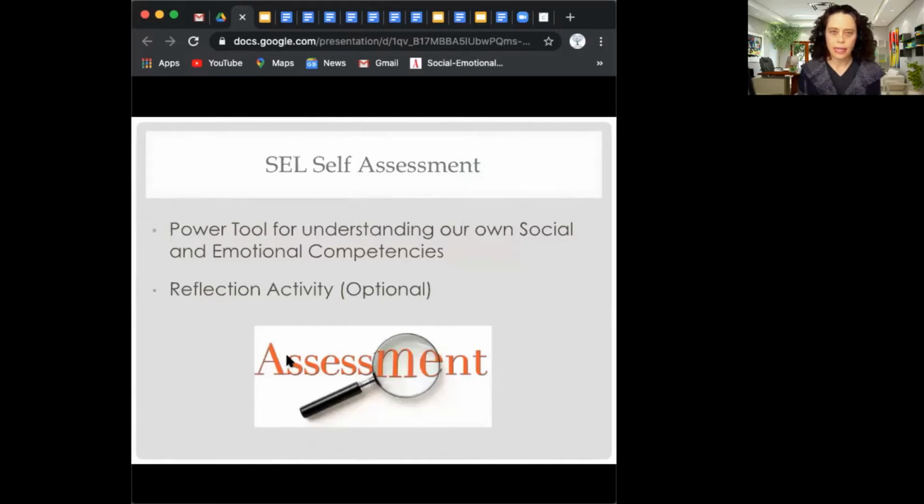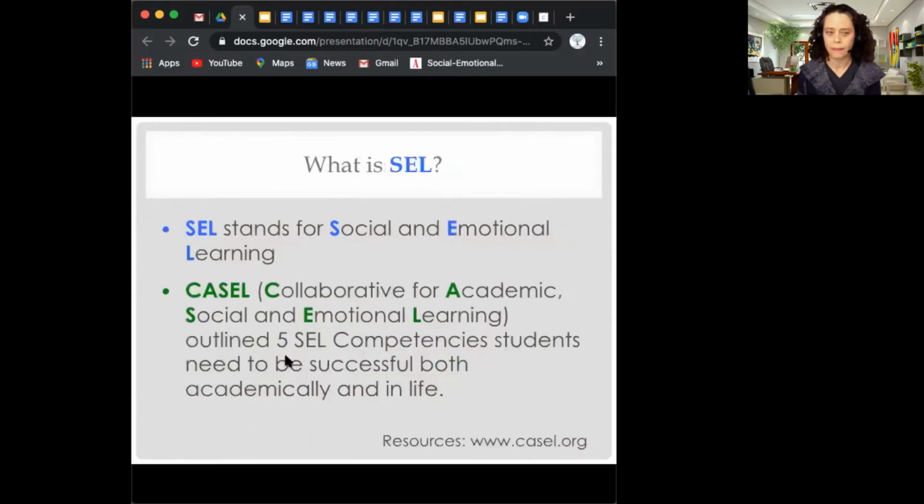So the first thing I'd like everyone to know is there is a self-assessment on the online portal, and you can assess your own social emotional competencies through this reflection activity. This is optional if you're a social worker taking this for an accredited course. You don't have to do that. It's just for your own edification.